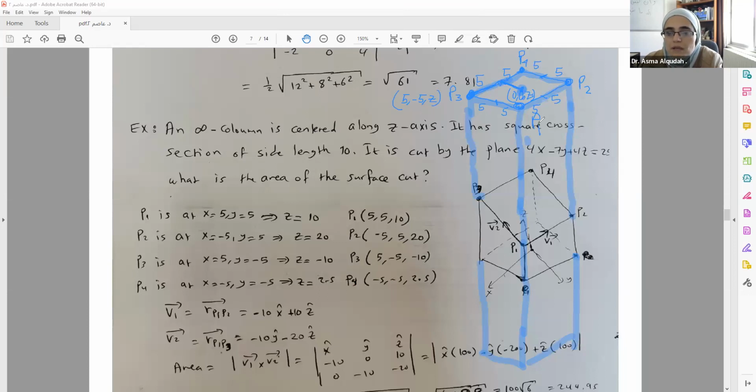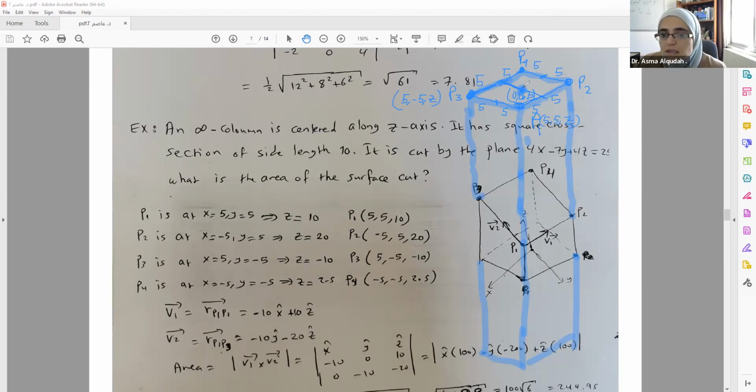Let's go to point P1. For P1, we move 5 units in the positive y direction, and then 5 units in the positive x direction. So the coordinates of point 1 are 5, 5, and z.